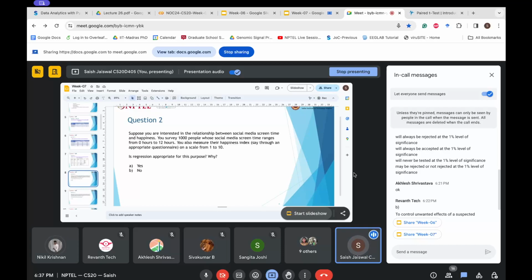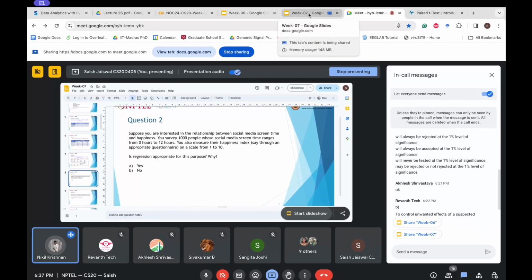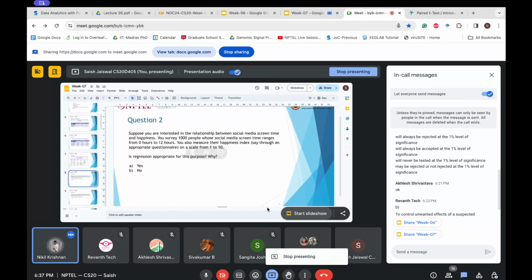And why? We can find the variability between social media screen time and happiness. Basically you are trying to find the relationship between the number of hours spent on social media and happiness. Yes, here the independent variable is the amount of time you are spending on screen or social media. Okay, let me come back to the iPad.